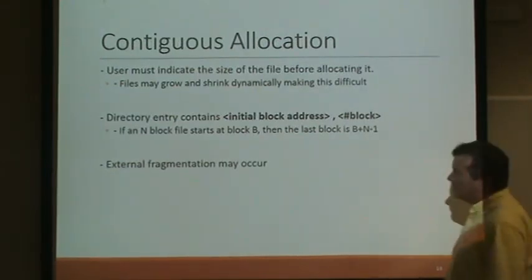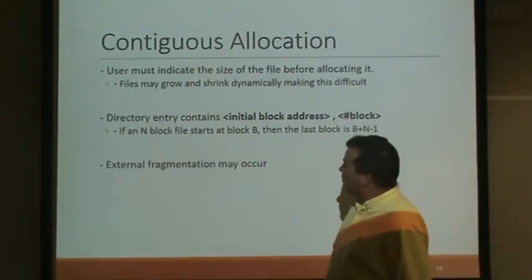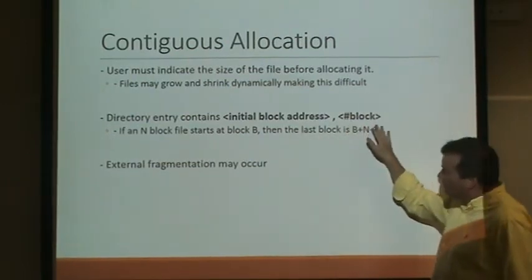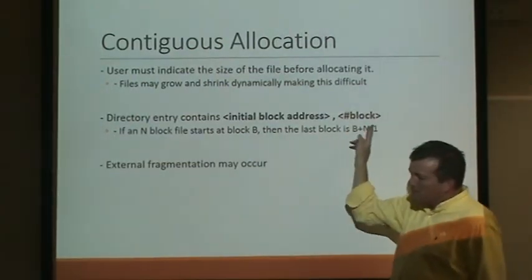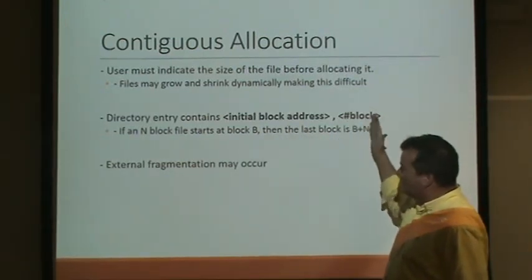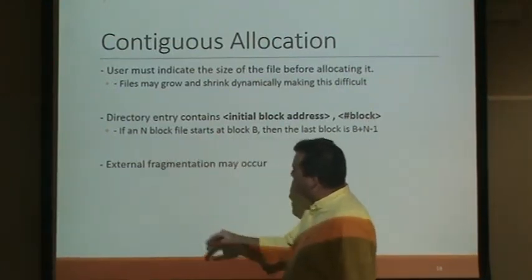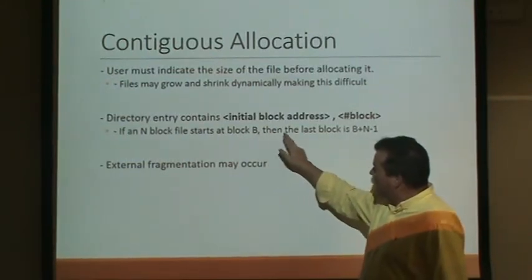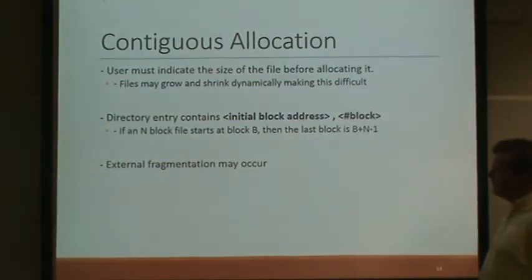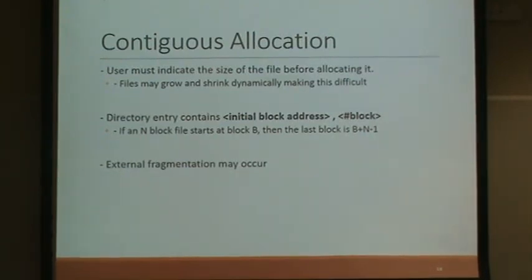Okay, so let's look at the different types of allocations, starting with contiguous allocation. With contiguous allocation, we want to keep track of where the initial block is, and then maybe the number of blocks. Another thing we can do is record the first block and the last block, but where it starts and how many blocks it is is all we would need to know. So for example, if an N-block file started at block B, then it would end at B plus N minus 1, which is the address of the last block. So we could very quickly get to the end of the file if we wanted to.